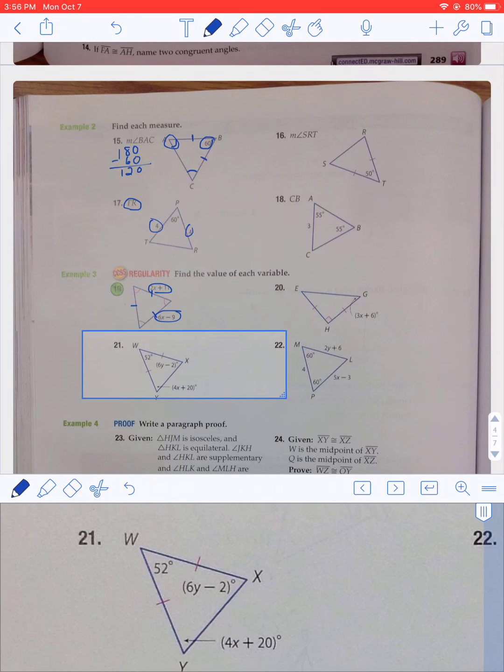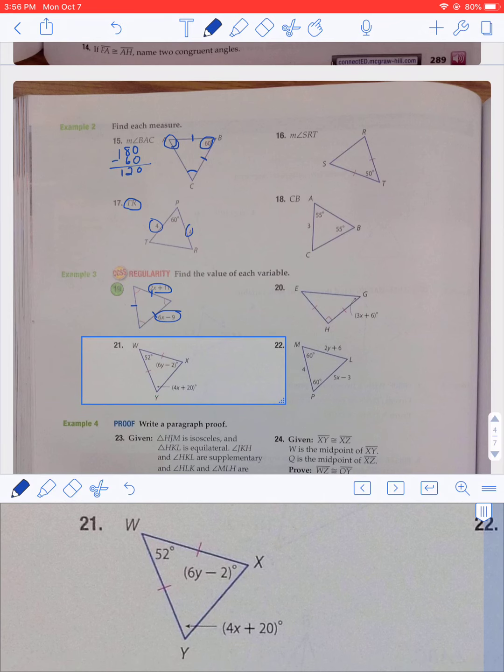And then 21 is, let me see if I can get it all in here. Okay, so here are our congruent legs, so therefore we know these are congruent to each other. Those are our base angles. The thing that's a little confusing here is that your angle X and your angle Y have two different variables in their expressions. So we're going to have to think a little bit through that, but actually this is very similar to the other one we've just done.